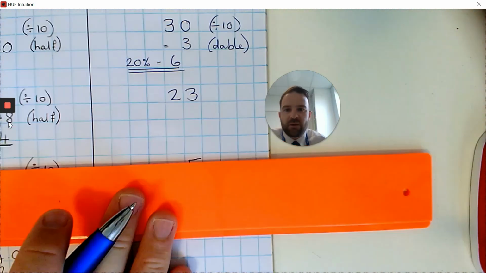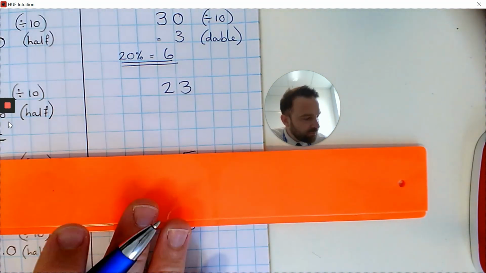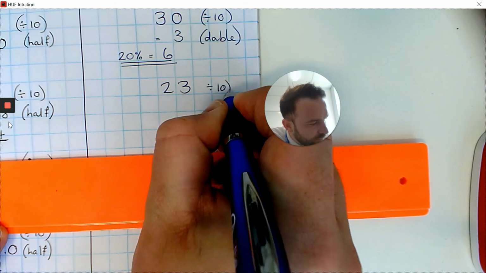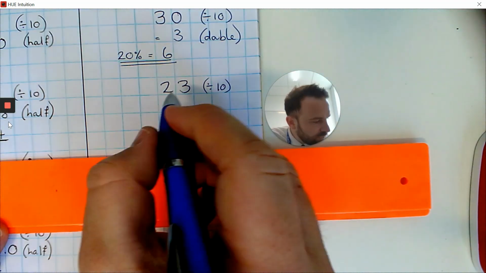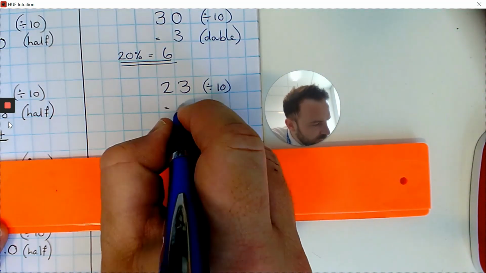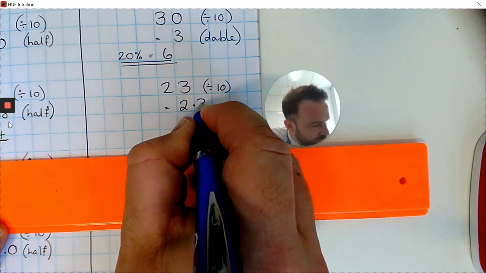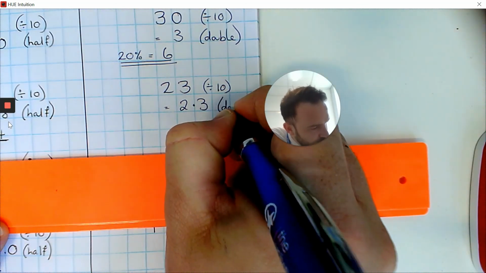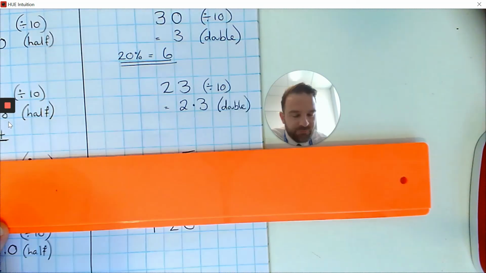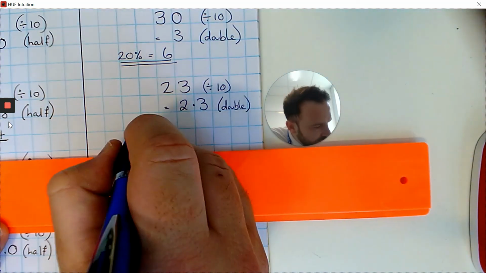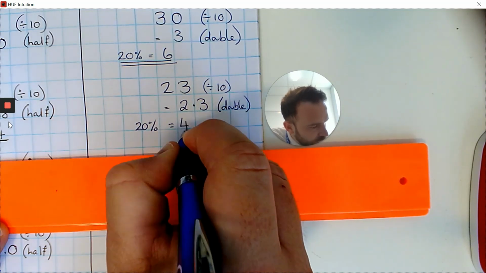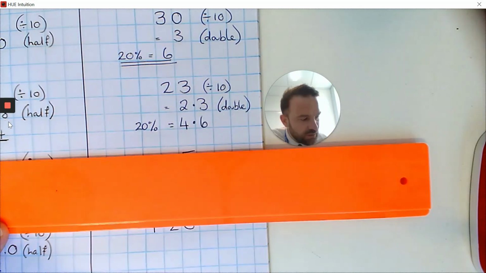My next example, 23. So I first find 10% by dividing by 10. 23 divided by 10 equals 2.3. Then what I need to do is double this answer. Okay, and I get that 20% equals 4.6.